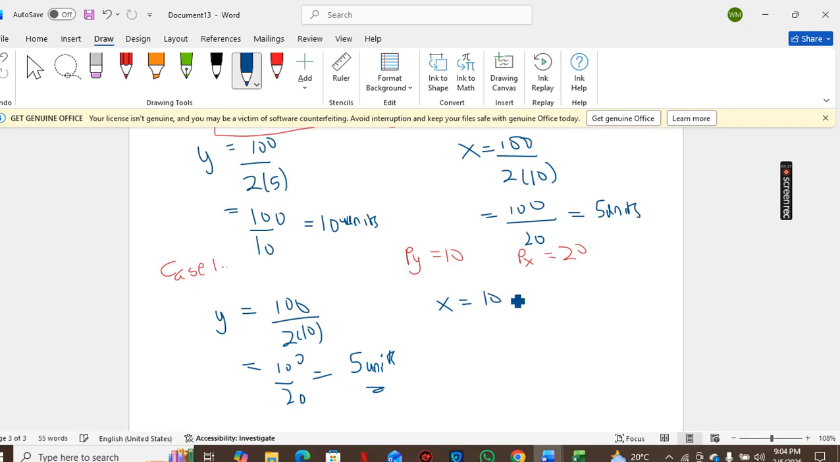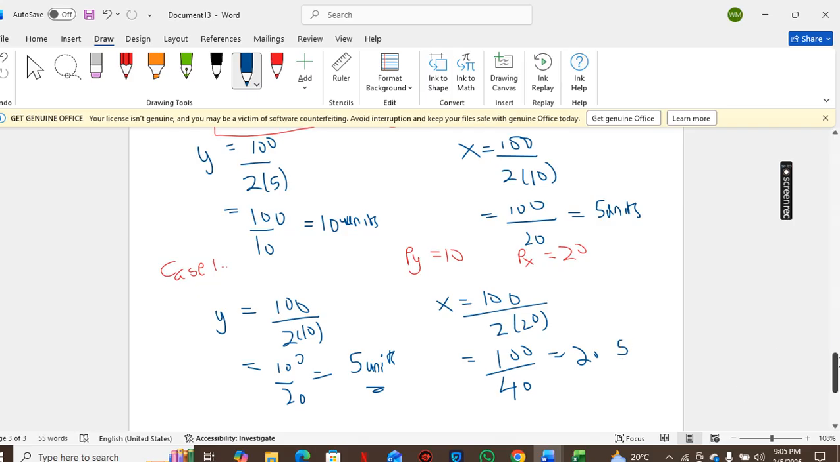Okay, and let's also see for X. 2 times 20, and the price of X increases to 20. So 100 divided by 40, 2.5 units. Okay, so we illustrated case 1.